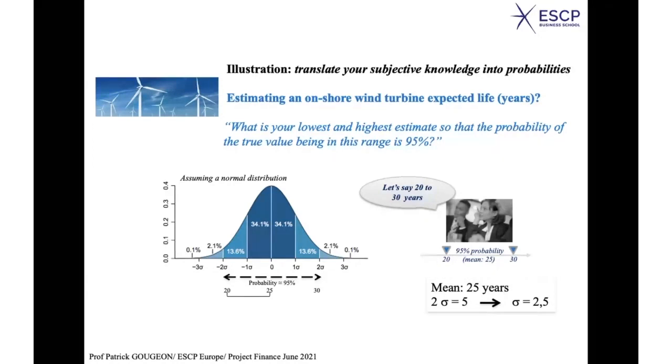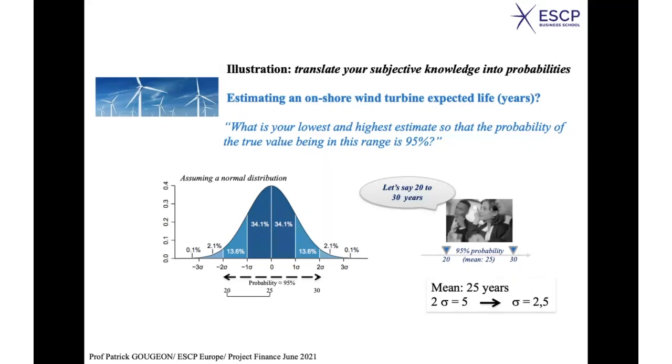So this other person has a more precise view, and it would correspond to another mean with a smaller standard deviation, because the range is smaller. The smaller the range, the smaller the standard deviation, indeed. So some people have a better knowledge than others.